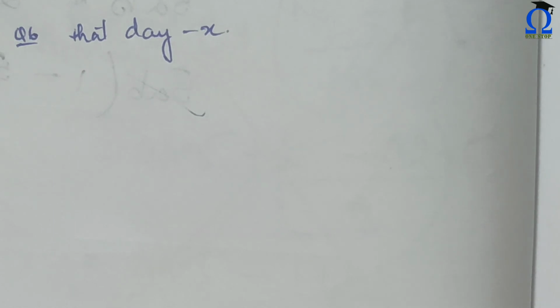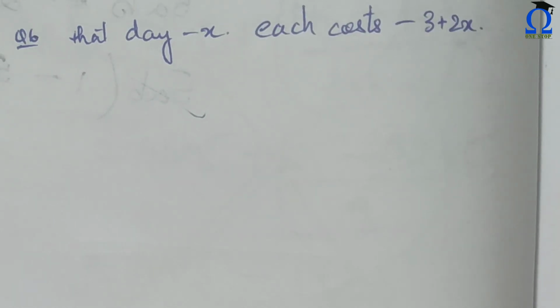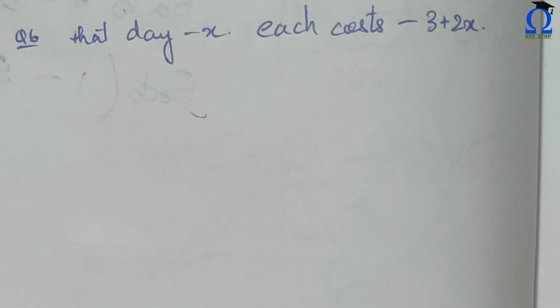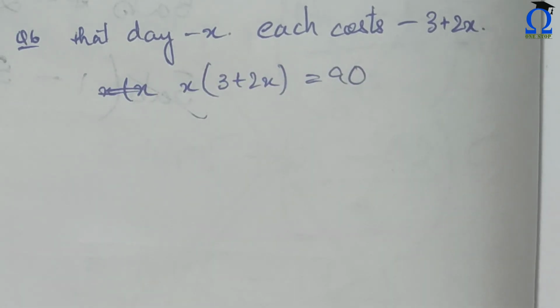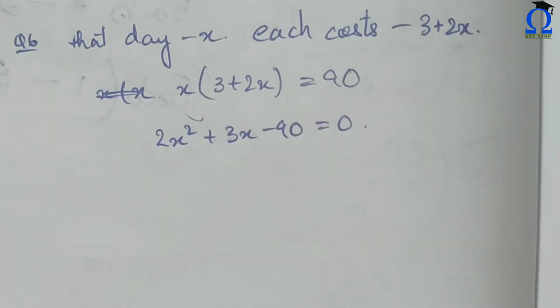Okay, here they are saying that the cost of production of each article is 3 more than twice the number of articles produced on that day. So we'll take the articles produced on that day to be x, and therefore each cost will be 3 plus 2x. Okay, and the total cost is 90, so the product of them is 90. So this is the required equation.